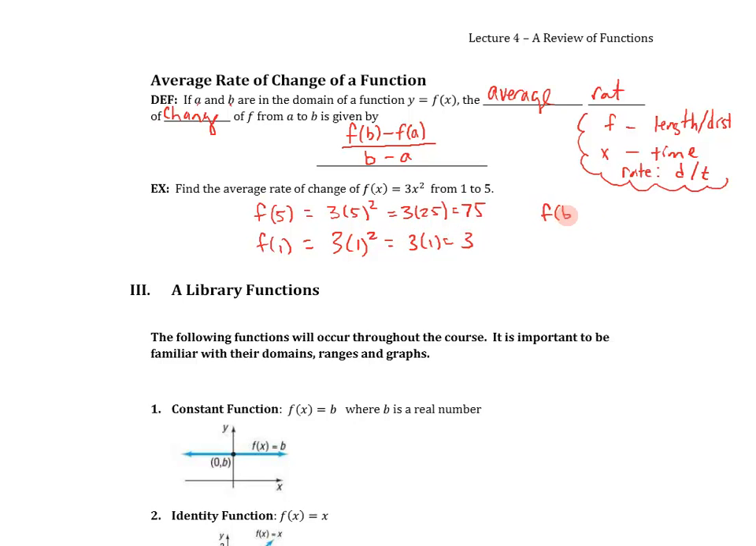Then we can use our formula, f of b minus f of a over b minus a. So that's 75 minus 3 over, a and b now are 1 and 5, so 5 minus 1, that's 72 over 4, or 18. The average rate of change of that function is 18.